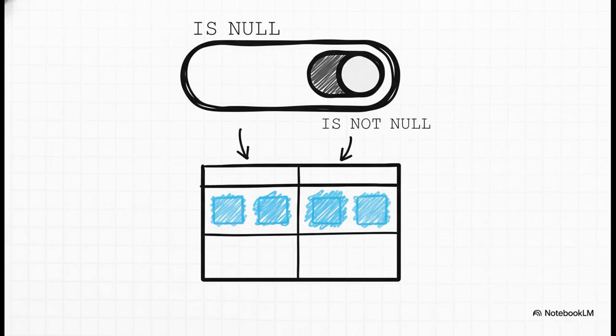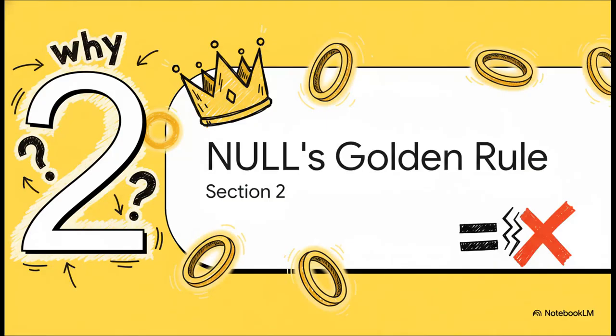And as you can probably guess, if you want to find everyone who does have a phone number, the records where the data is actually there, you just flip it. You use the phrase is not null. That'll give you all the rows that are complete for that particular column. So we know how to find nulls, but that brings up a really good question. Why doesn't the equal sign work? I mean, it feels like it should.